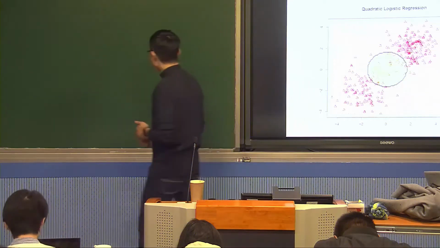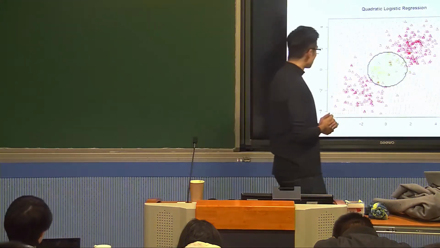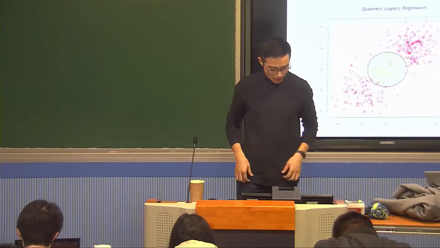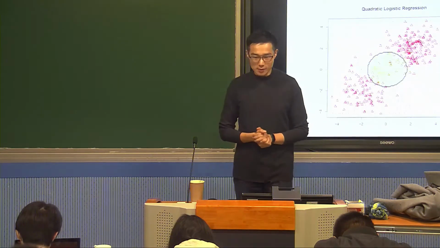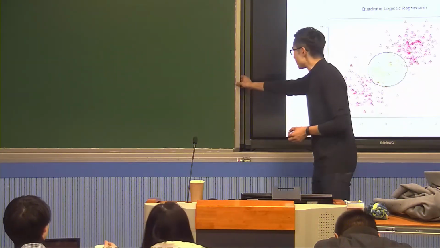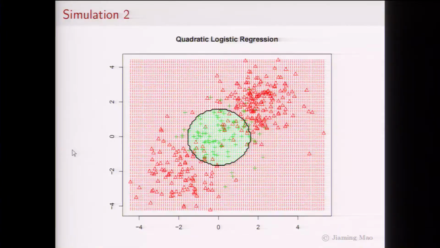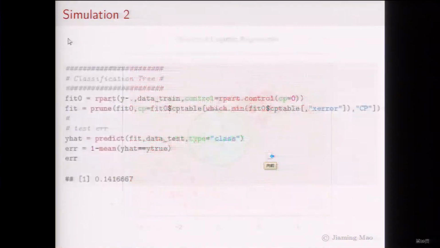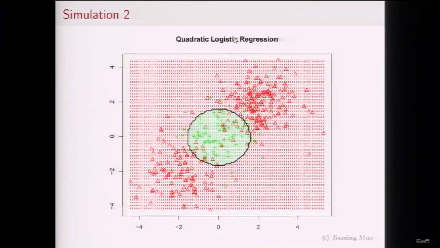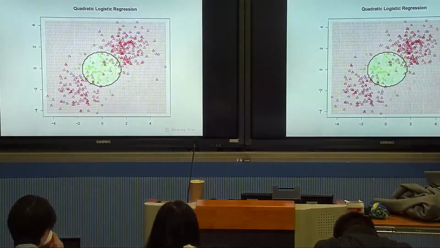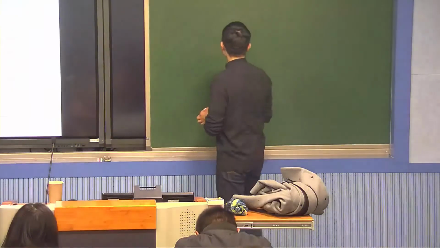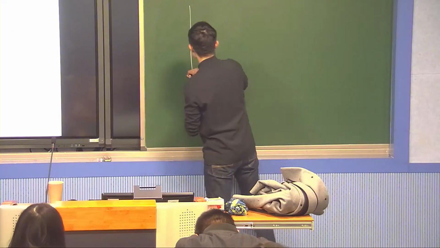If everybody remembers, last time we talked about several very simple cases of demonstration simulations about random forest and boosting. The simulations involve two kinds of boundaries. The first kind of boundary we saw last time is a linear boundary.